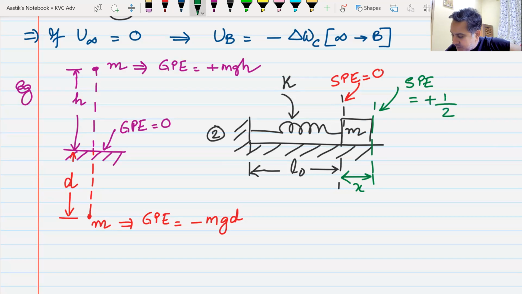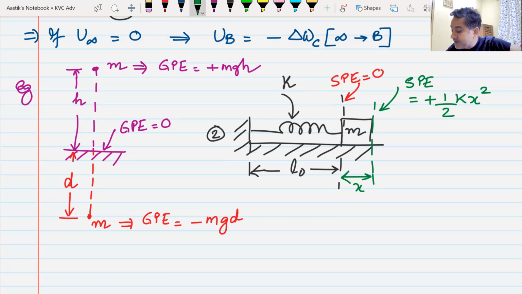Plus half k x square, where k is the spring constant. Have you heard about spring constant? Yes or no? Yes, sir. Where k is the spring constant and x is the extension in the spring.